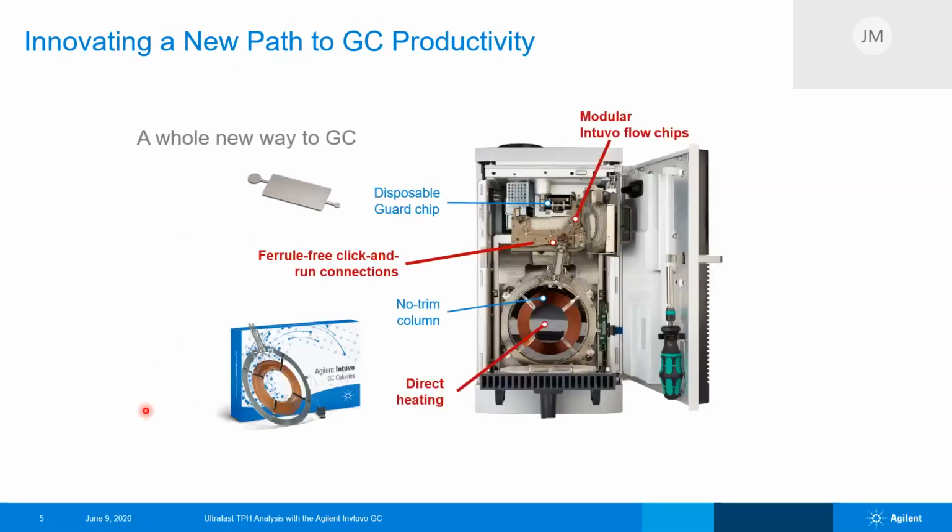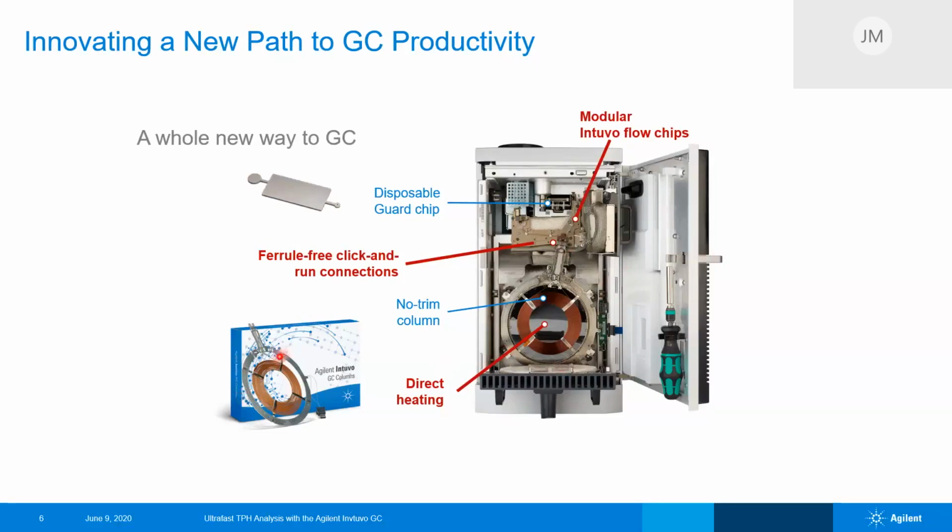So let's take a look at the inside of Intuvo. When you open the door, there's actually two doors. This is the main door here. We've taken off here the column oven door. And we're going to just focus here on the column oven, our direct heating element. You can see that the column, if we look over here at the column, is in a different format than we're used to seeing. It's not wound on a cage. It's actually wound in a planar format.